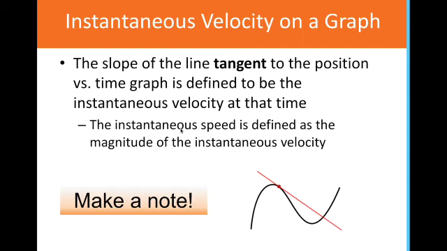Now the instantaneous speed, so that's the speed you're traveling at this moment, which is actually what your speedometer in the car is measuring, that is defined as the magnitude of the instantaneous velocity. So this is a good point to make a note.